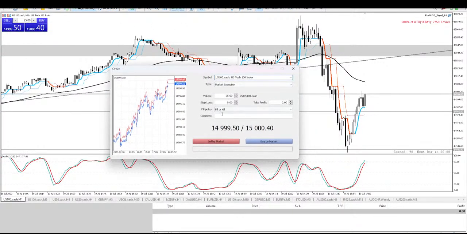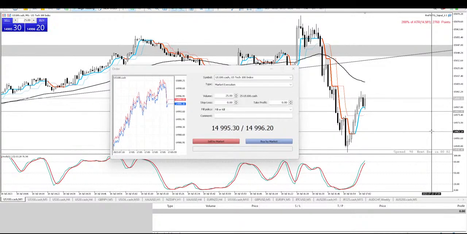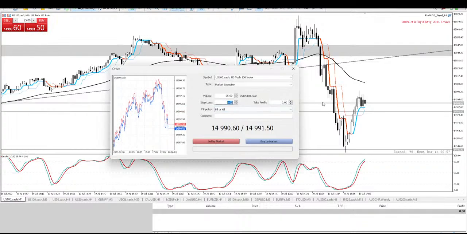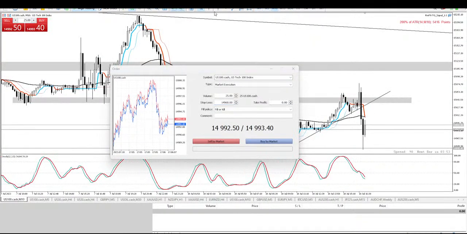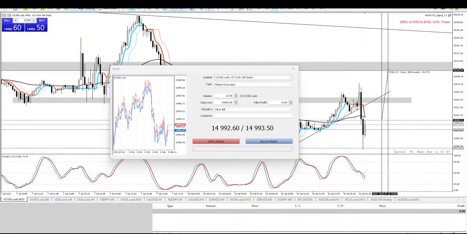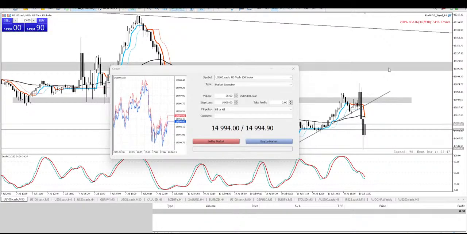So I'm just gonna get prepared to take a long here. Stop loss is probably gonna be about 14,960, and for take profit, I'm gonna aim for this area here, 15,107.